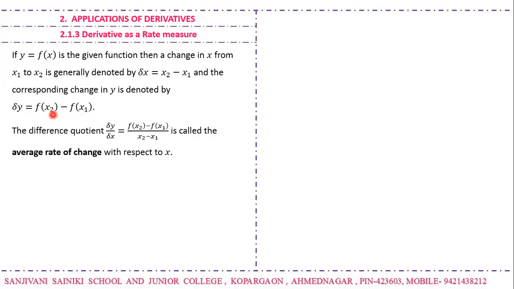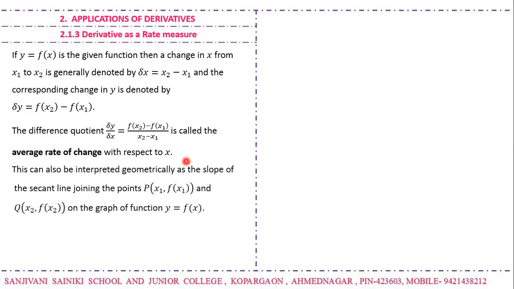Now what we will do? We will take the ratio of this increment in y divided by increment in x, that is delta y by delta x is equal to f of x2 minus f of x1 upon x2 minus x1. This ratio is called the average rate of change with respect to x. What is it called? Average rate of change with respect to x.